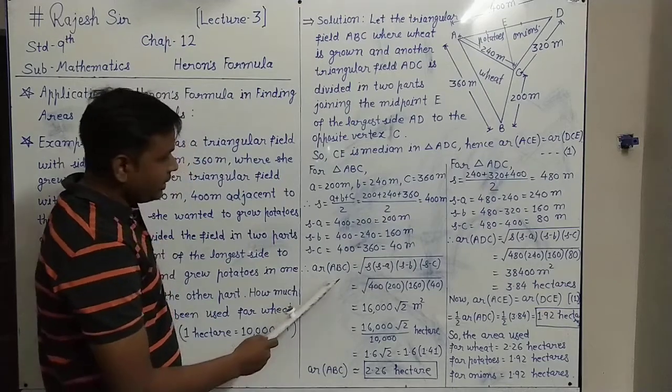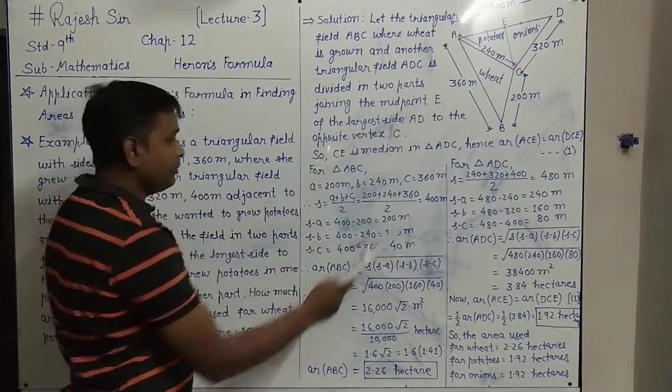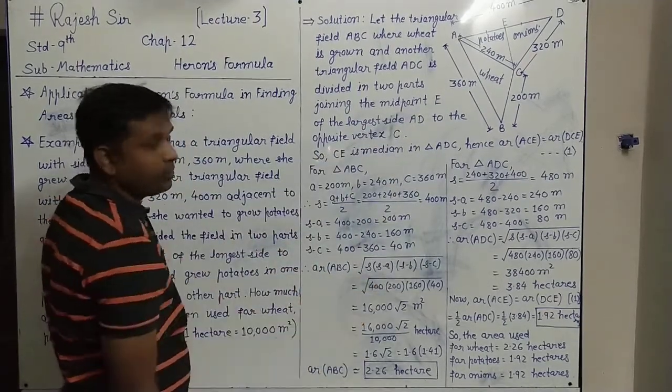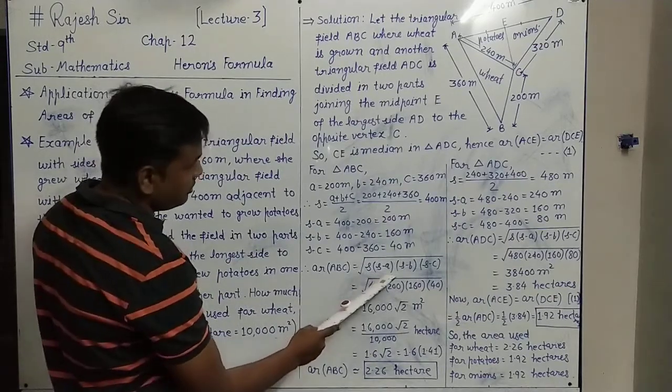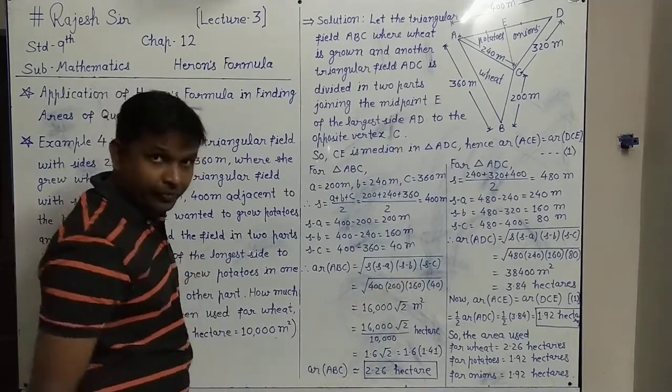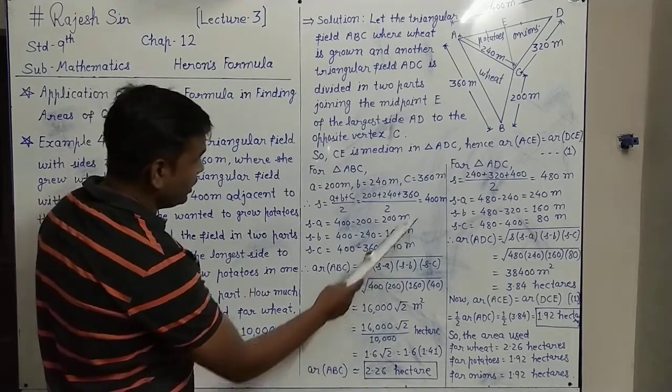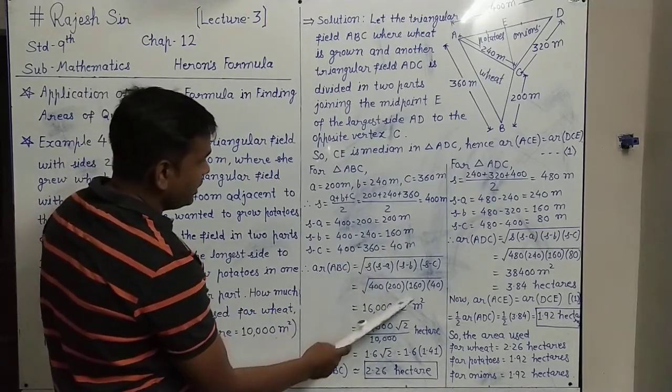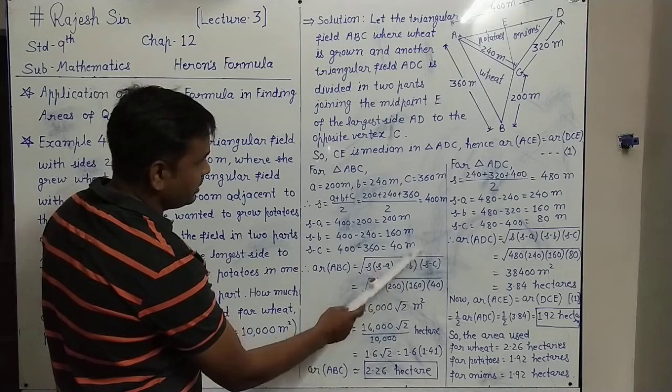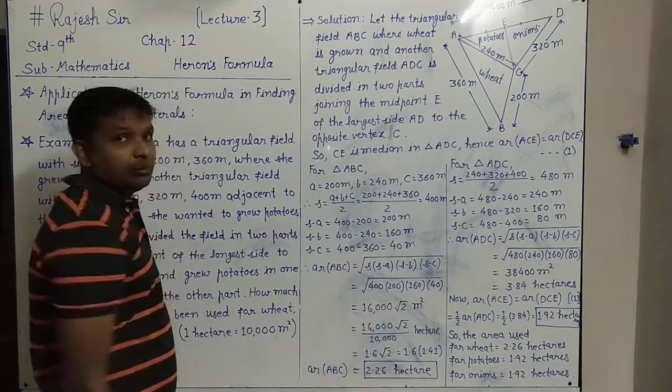So therefore area of triangle ABC, where the wheat is grown, equals the root of, by Heron's formula, S into S minus A into S minus B into S minus C. Place all the values. S is 400, S minus A 200, S minus B 160, and S minus C 40. Calculate this and simplify this.